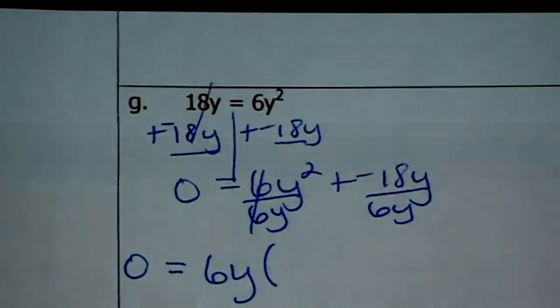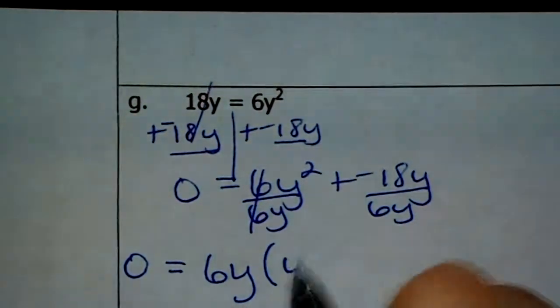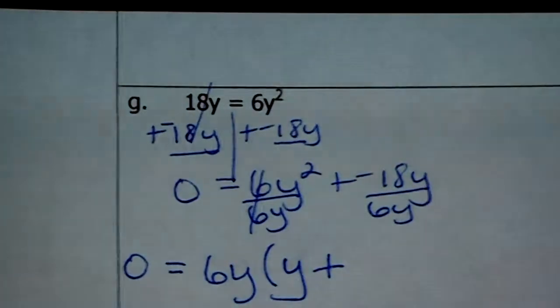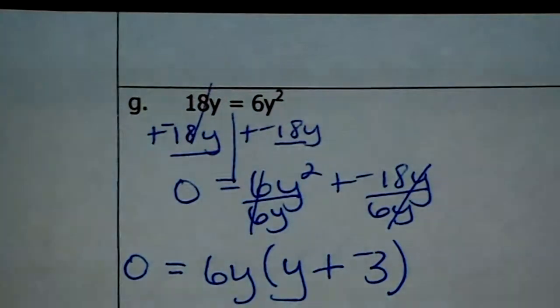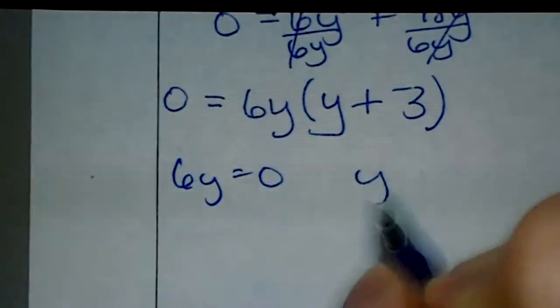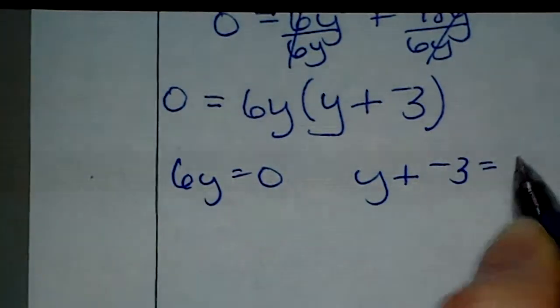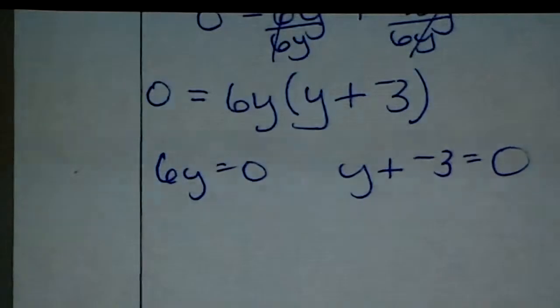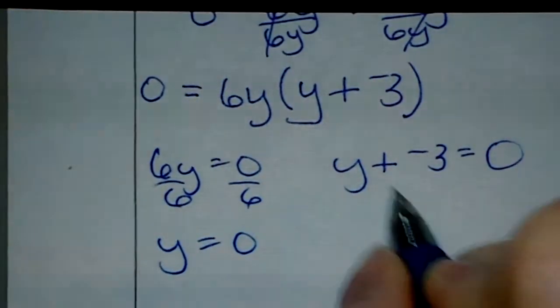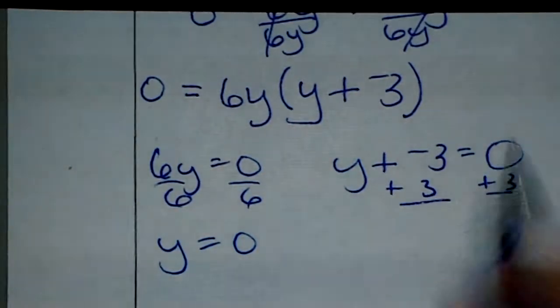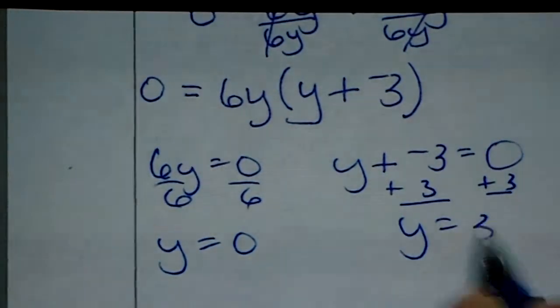6 divided by 6 is 1. Y squared divided by y is y. Negative 18 divided by 6 is negative 3, and y divided by y cancel again. So, all that's left to do now is say, okay, well, if this times this equals 0, then either 6y equals 0, or y plus negative 3 equals 0. We're going to solve them both out. Divide by 6. 0 divided by 6 is 0. Here we would add a positive 3 because that's how you cancel out a negative 3. And y will be equal to 3.